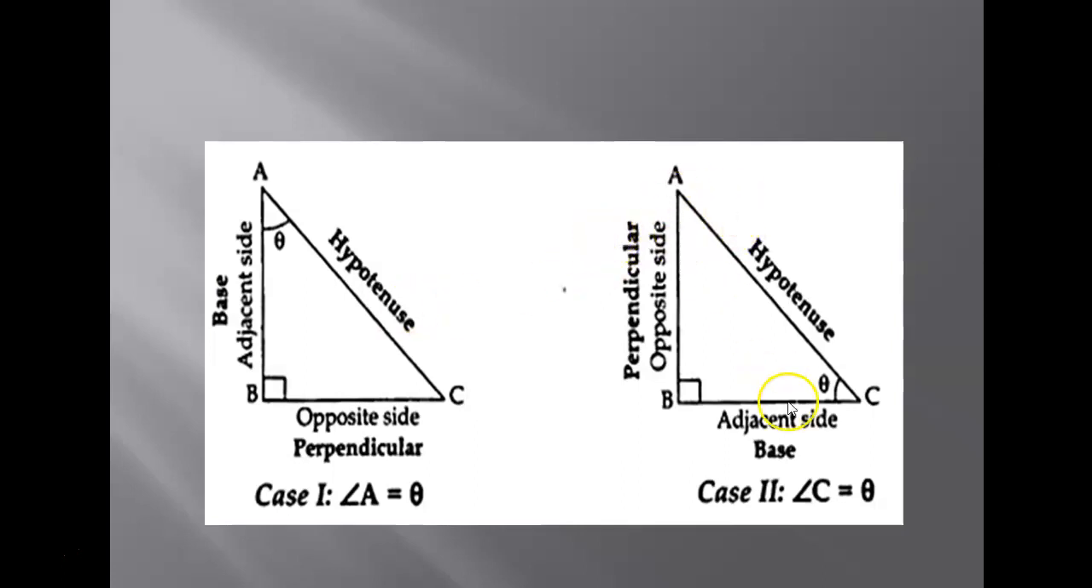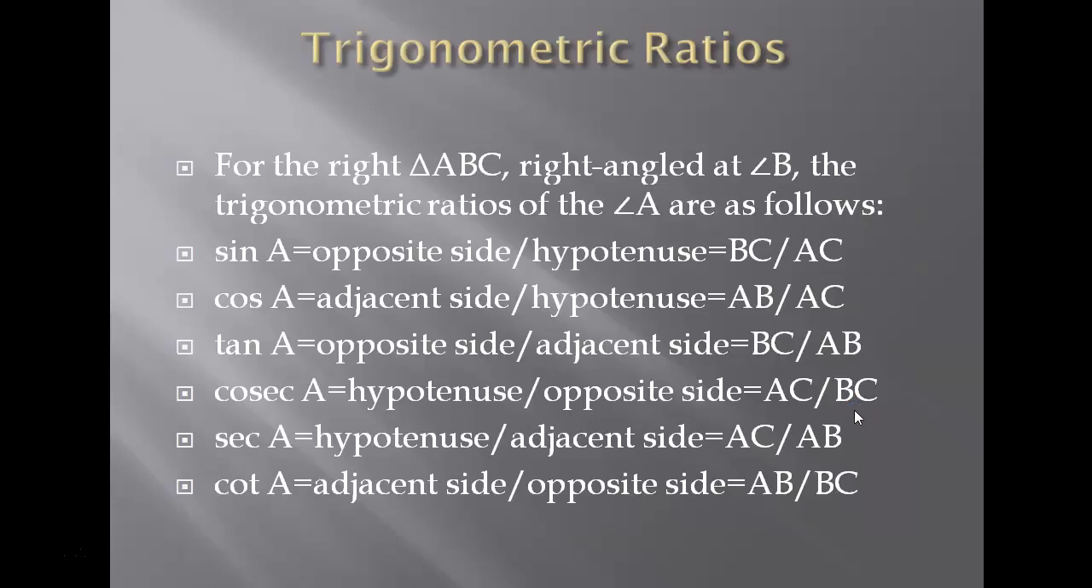Now, in the second case, if this is the angle theta, this is theta. Now, according to that, which is the base of this triangle? So, BC is the base of the triangle and AB is the perpendicular of the triangle. And hypotenuse, AC is the hypotenuse of the triangle.